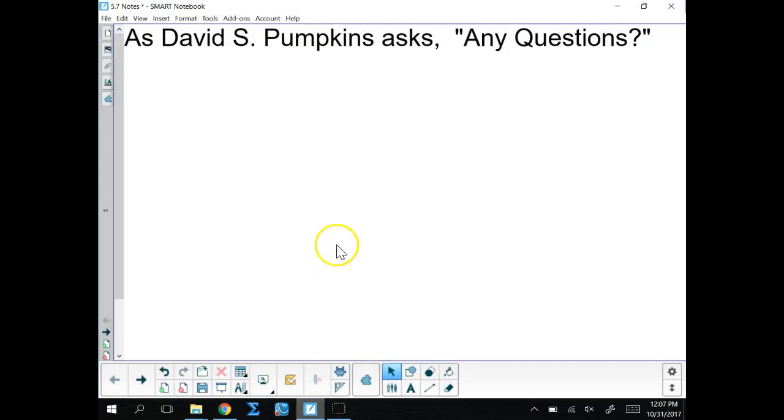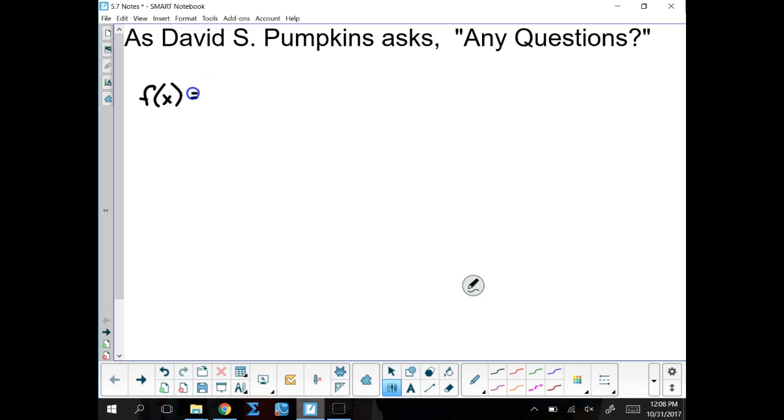Question? Yes, ma'am. Number 6. 4x cubed minus 20x plus 16. Can you explain that? So what did we say? 4x cubed minus 20x plus 16.